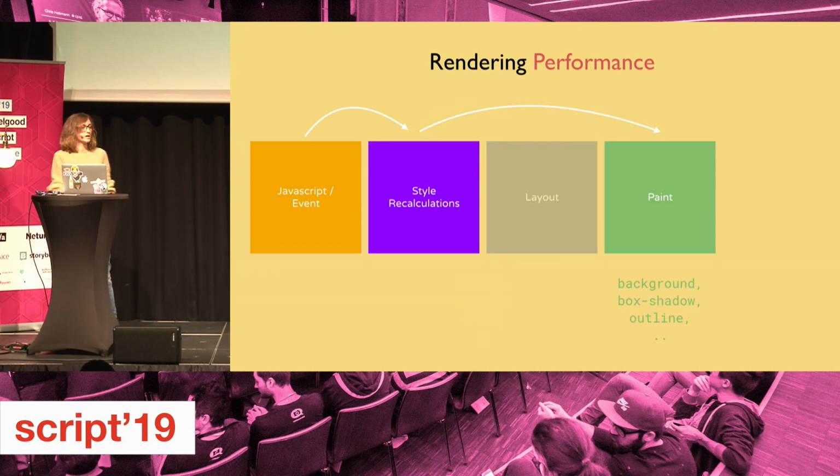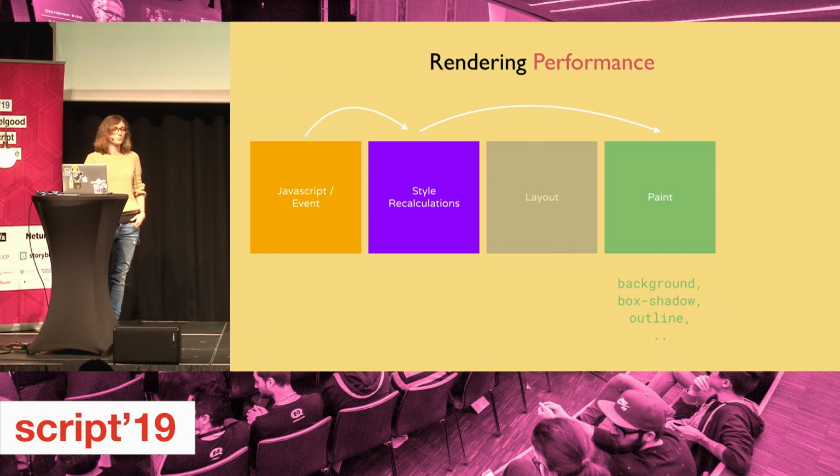We could animate paint properties, so we could animate CSS properties like background, box shadow, outline, all of these painting properties. But these are also not the most performant ones, and if we animate those, we cause repaints in the browser. And I will show an example of what that means in a bit.